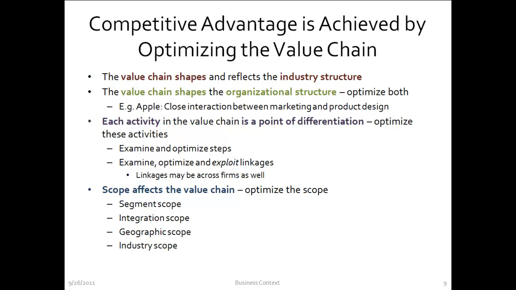So just to summarize, the value chain shapes and reflects industry structure. It shapes the organizational structure. In order to optimize the value chain, you want to optimize the activities themselves and also the linkages within the activities. And the scope in which you compete both determines your value chain and is determined by how you want your value chain to be. Okay? And I want you now to think about how information technology can help optimize the value chain.